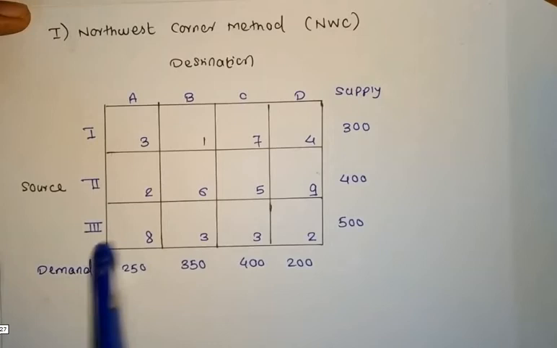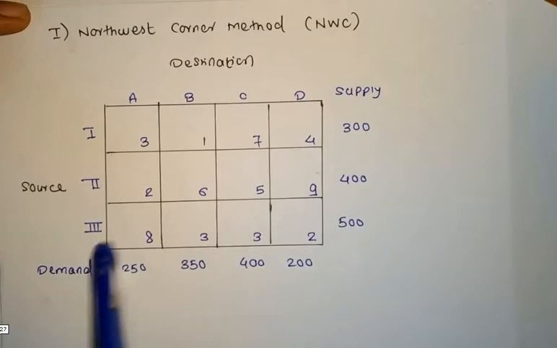We use three methods. The first method is the northwest corner method. The second is the least cost method, otherwise called the matrix minimum method. And the third is the VAM method, Vogel's approximation method. Right now we will find an initial basic feasible solution using the northwest corner method, with an example problem.